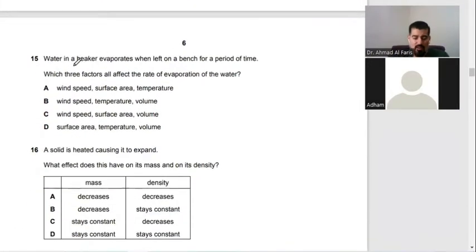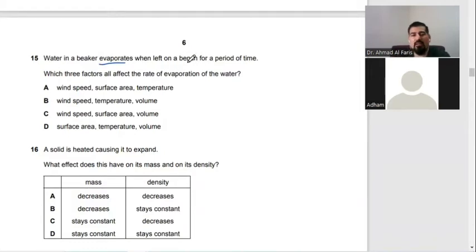Question 15. Water in a beaker evaporates when it is left on a bench for a period of time. Which three factors all affect the rate of evaporation? The wind speed, yes. Surface area, yes. Temperature, yes. Volume, no. So the volume, how much the container holds, doesn't matter, but the surface area of it does. So the factors are the wind speed, the temperature and the surface area.